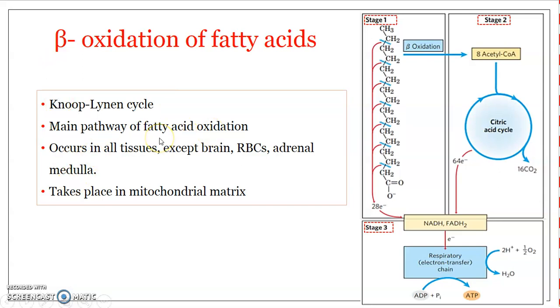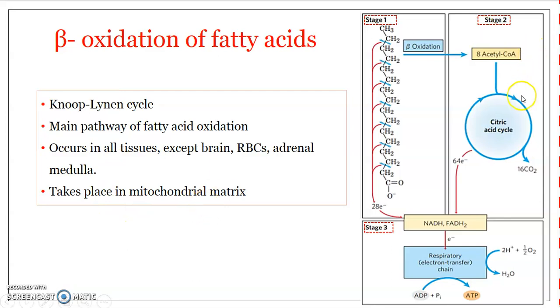The oxidation of fatty acids was first studied by Knoop in 1904, and later it was Lynen and his co-workers in 1954 who studied the major enzymatic pathways of beta oxidation specifically. Hence the beta oxidation of fatty acids is otherwise referred to as the Knoop-Lynen cycle. This oxidative pathway occurs in all the tissues except brain, erythrocytes and adrenal medulla, and in these tissues it takes place in the mitochondrial matrix.